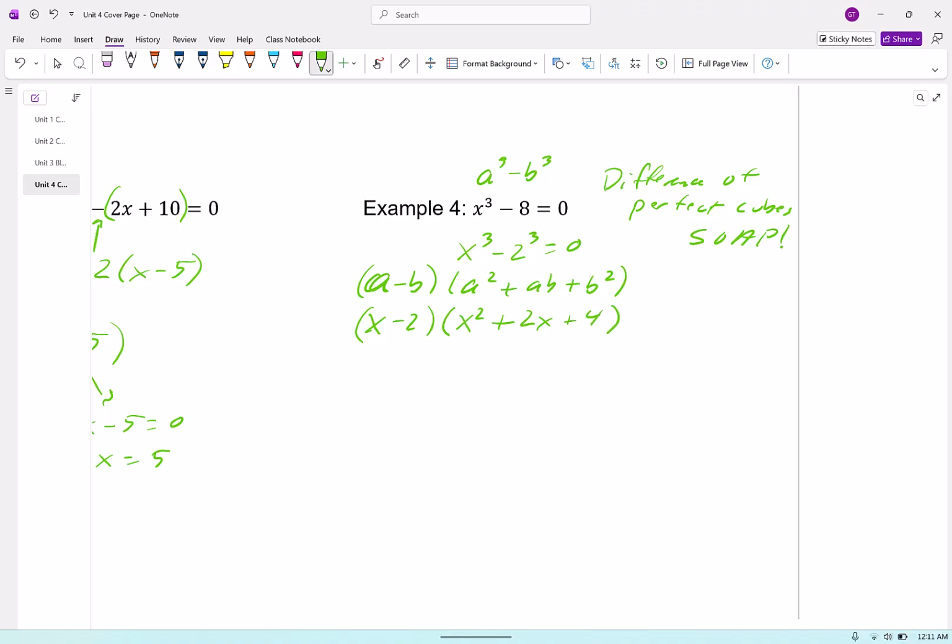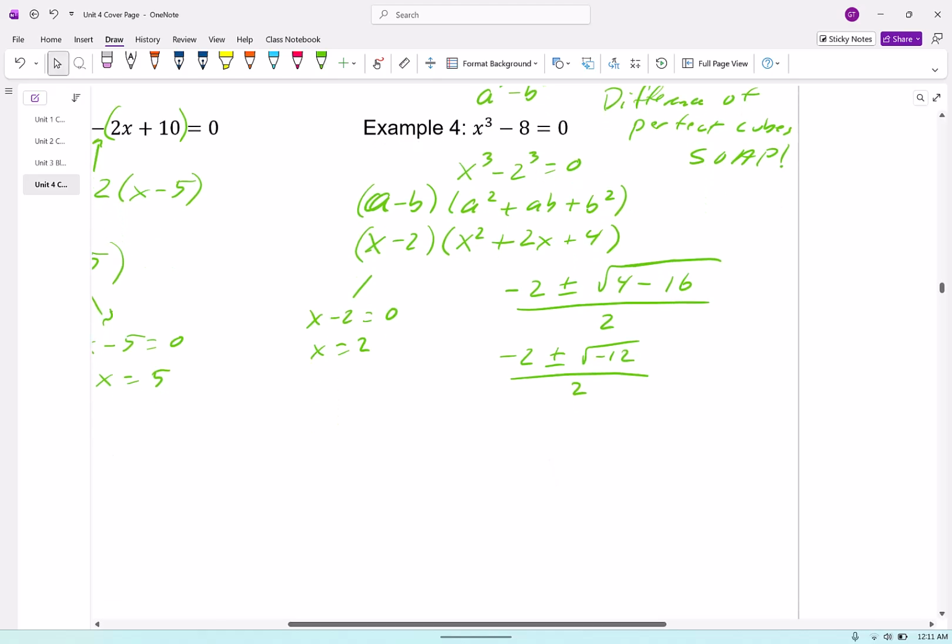And so I can set this one equal to 0. And then I get x equals 2. This other one, I'm going to have to do the quadratic formula. So the opposite of b plus or minus the square root of b squared minus 4 times 1 times 4 is 16, all over 2. So we got negative 2 plus or minus square root of negative 12 over 2.